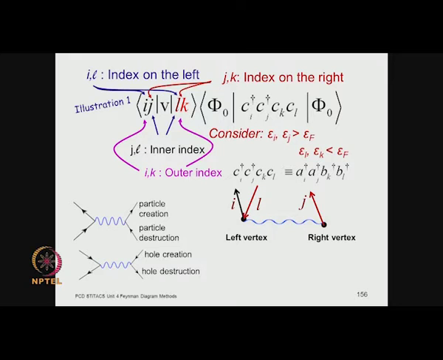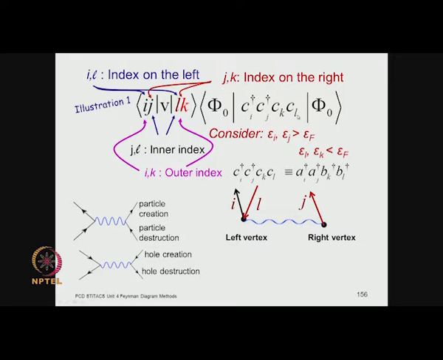Then what about L and K? So, L is over here, L is appearing on the left, because between L and K, this pair of indices, K is to the right, L is to the left. So, L will be at the left vertex. What is happening with L?